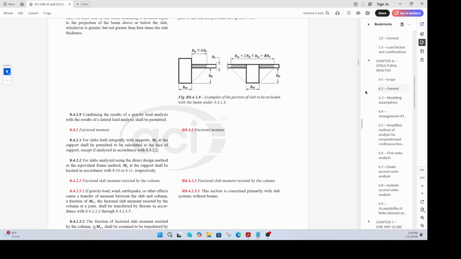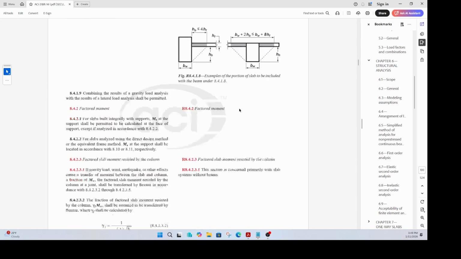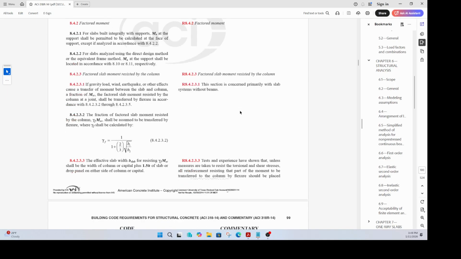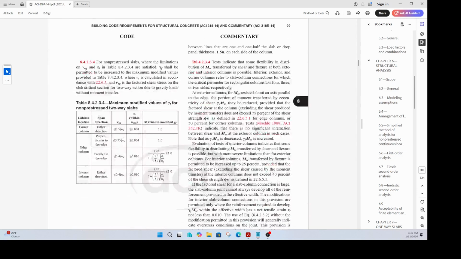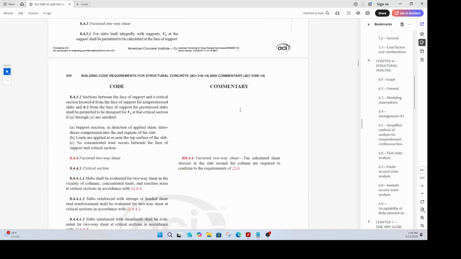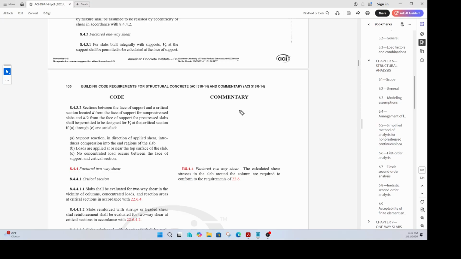Okay, and you pick up the thickness accordingly. So factor moment, again, we'll skip this section here. We'll go to the next important topic, which is one-way and two-way shear.